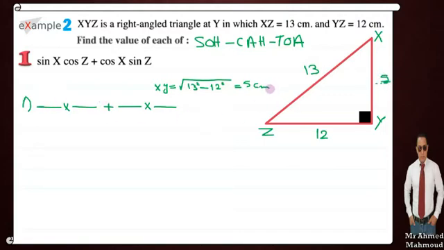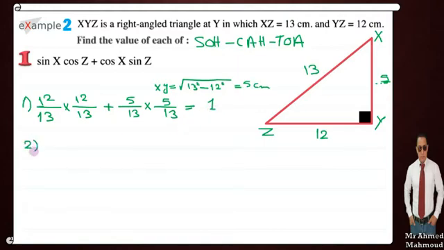Okay, so sine X is opposite over hypotenuse, it will be 12 over 13 times cosine Z, adjacent over hypotenuse, 12 over 13, plus cosine X, adjacent over hypotenuse, 5 over 13, sine Z, opposite over hypotenuse, also 5 over 13, and you are going to write this one in the calculator. It will be 1.